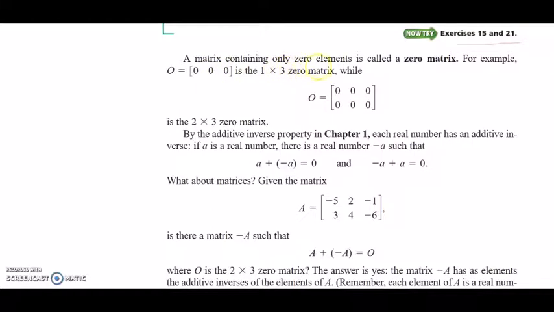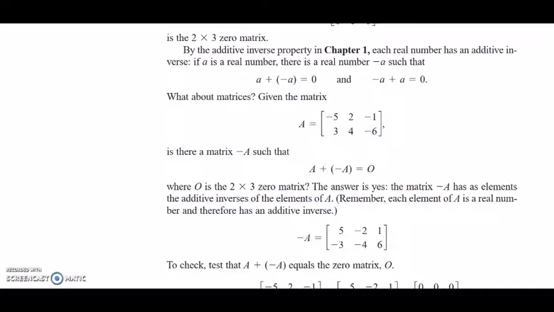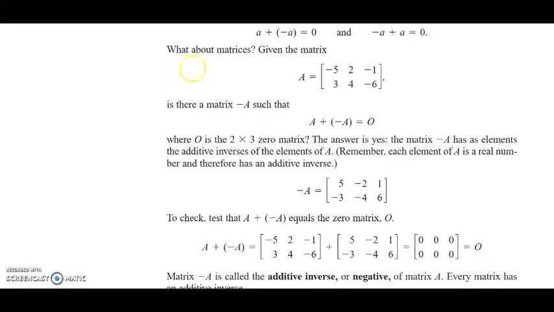If a matrix contains only 0 for elements, then it's called a zero matrix. Remember, 0 is the additive identity. If you add 0 to a number, you get the number back. Inverses are going to be very important when we're working with matrices. So you want to know whether or not there's an inverse matrix where you can add the two matrices together to get 0.